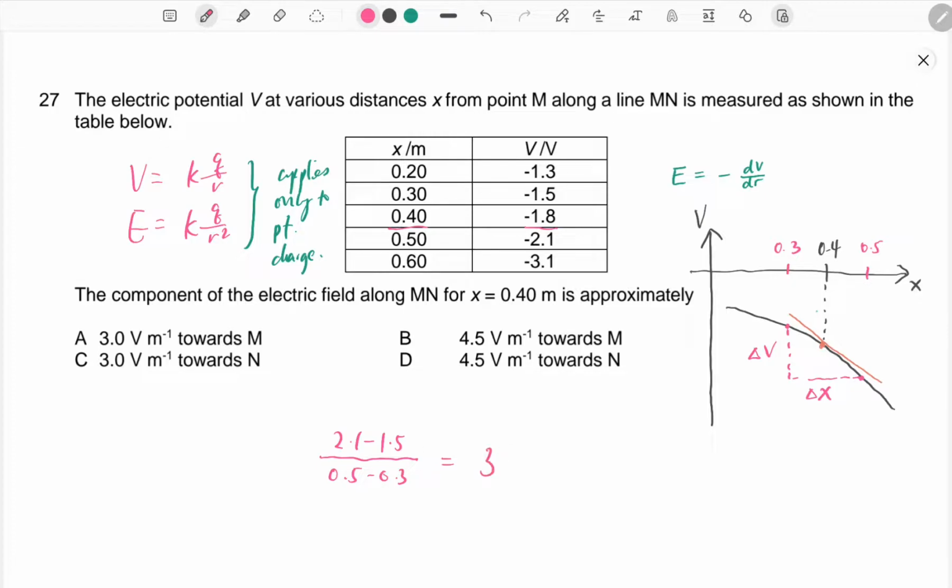And what is the direction? Well, since the potential goes more negative, it means it's pointing from high potential to low potential as it goes in the positive X direction, so it will be towards N.